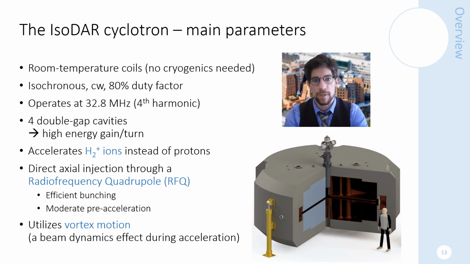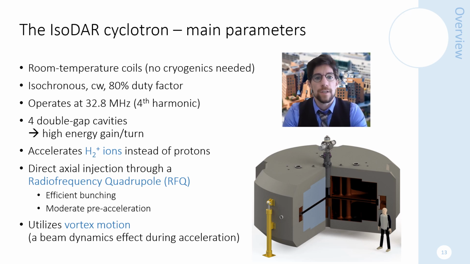It's a room temperature isochronous cyclotron operating in CW at 80% duty factor. It comes with 4 double gap RF cavities leading to high energy gain per turn. And in addition, I've highlighted this in blue here, we are using 3 novel ideas to improve the performance of this cyclotron. 1, we are accelerating H2+ instead of protons. I will talk about this on the next slide.